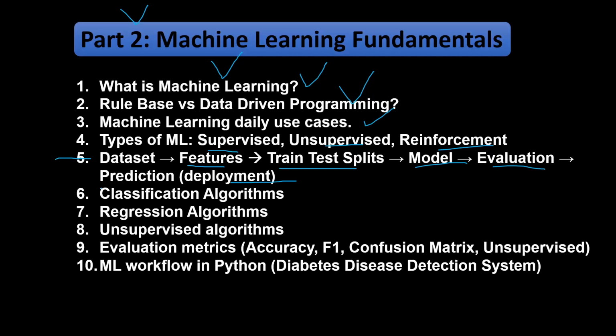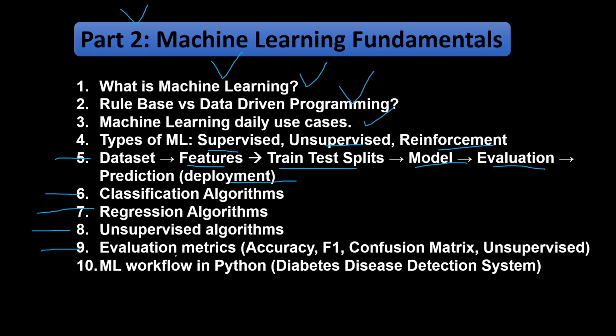Once we understand that, then we will discuss different types of models such as classification models, regression models, and unsupervised learning algorithms. And once we understand all these types of models, then we will understand different metrics that are used for evaluating our model. Because once you train a model, then you have to test that model so that you can check your model performance, that is, how good your model is.